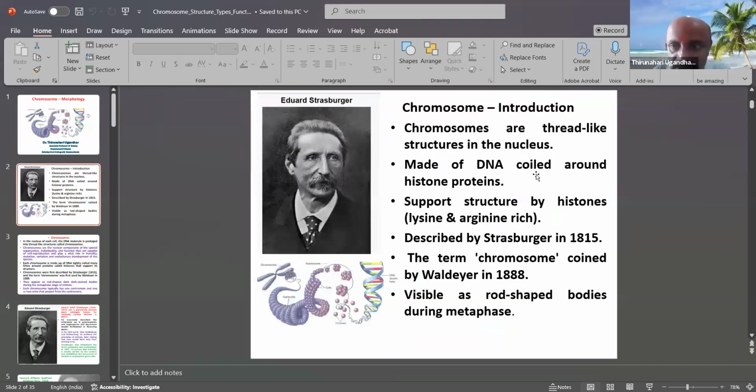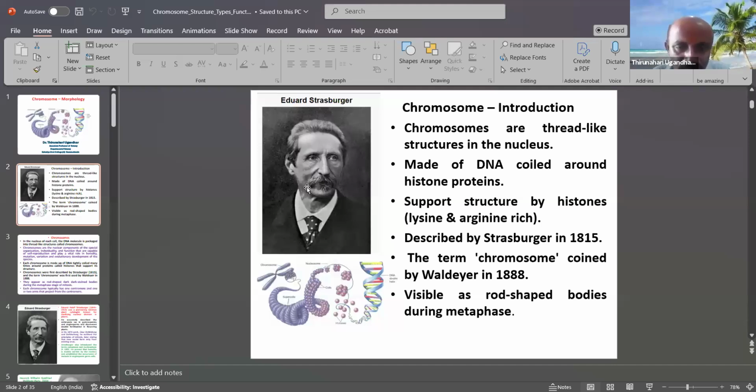The chromosomes are thread-like structures in the nucleus. They were first reported by Edward Strasburger, made of DNA coiled around histone proteins. The structure is supported by histones. The histones are lysine and arginine rich proteins. These histone proteins make up the chromosome.